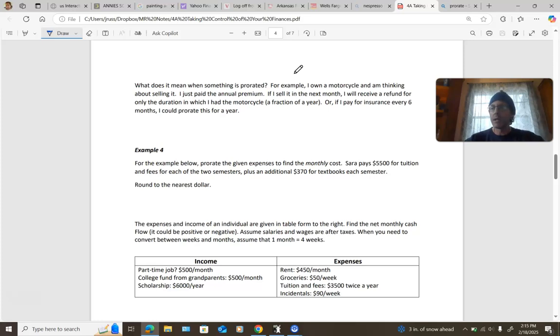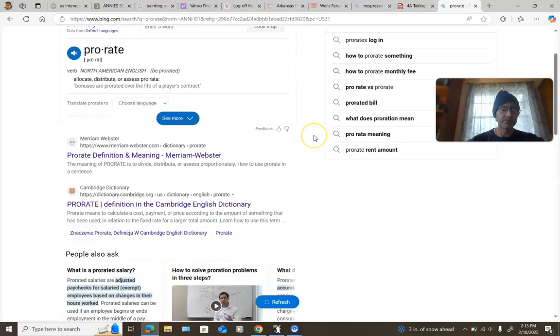So for example, if you spend $2,000 on tuition over a 3-month or a 4-month period of time, what would that be prorated to a monthly basis? So in other words, distributing that, not looking at that 4-month time interval as one unit, but rather splitting that amount up over an individual month. I looked up the definition, and it says the meaning of prorate is to divide, distribute, or assess proportionately.